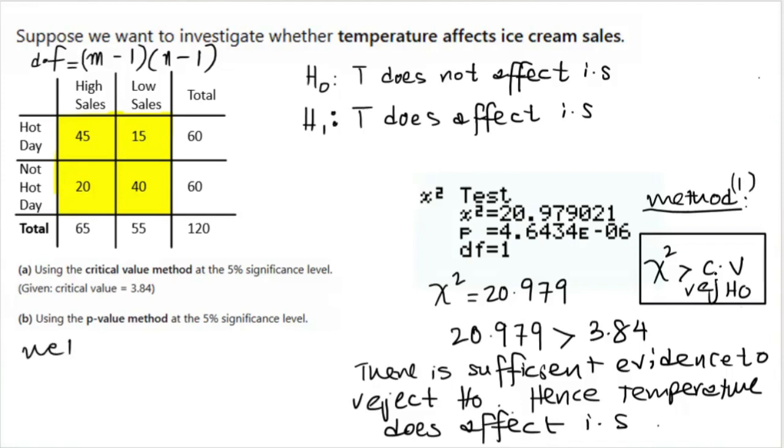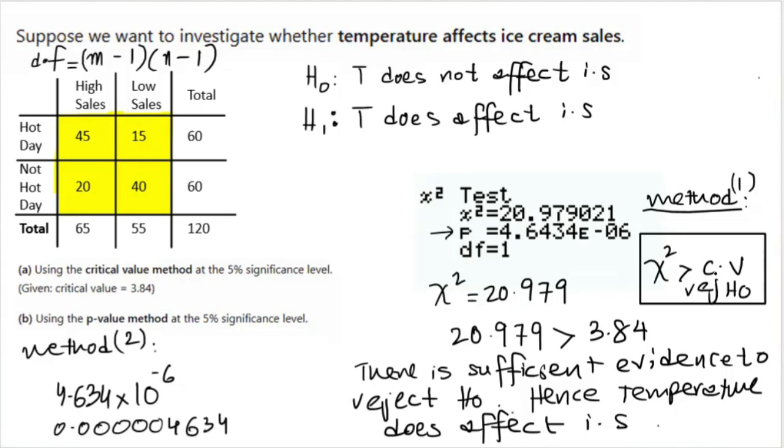What's the second way of testing it? Sometimes you are not given the critical value. Instead, you are just given the significance level. So for significance level, check what is the probability given in the GDC. This is 4.634 times 10 raised to power minus 6, which can be written as 0.000004634. So this is a very tiny probability as compared to the 5%, which is 0.05.